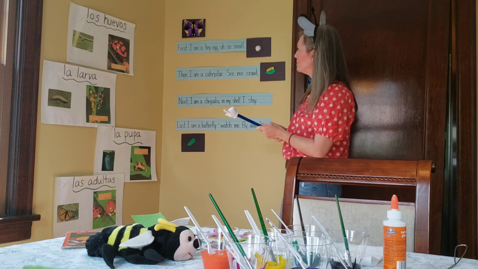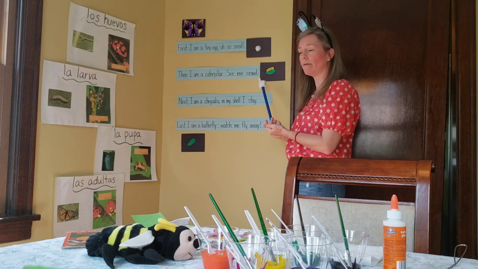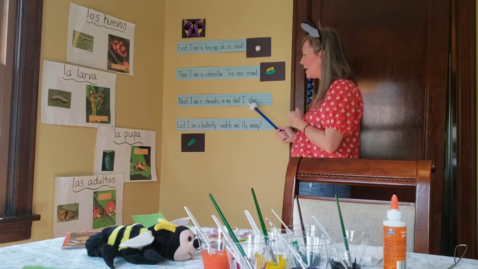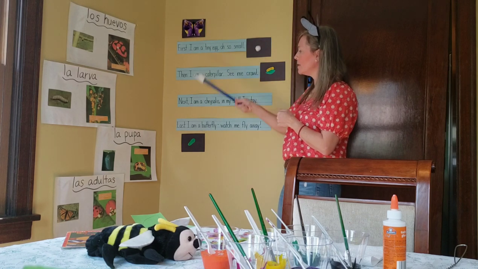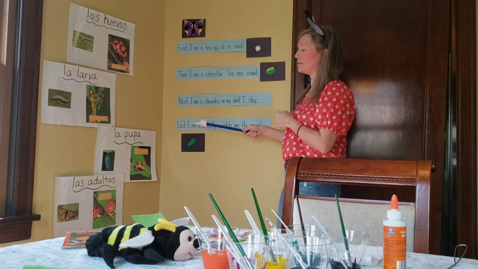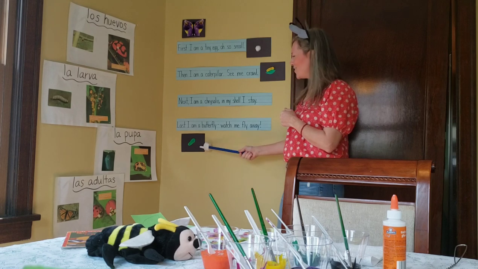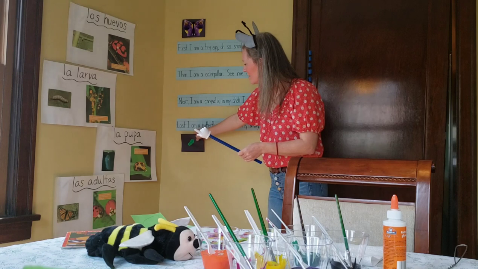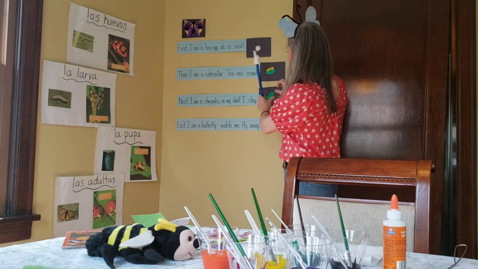Okay. Now, first I am a tiny egg, oh so small. Then I am a caterpillar, see me crawl. Next I am a chrysalis, in my shell I stay. Which one's a chrysalis? Is this a chrysalis or is this a chrysalis? Point. Which one do you think is the chrysalis? In my shell I stay. You're right, that is the chrysalis.